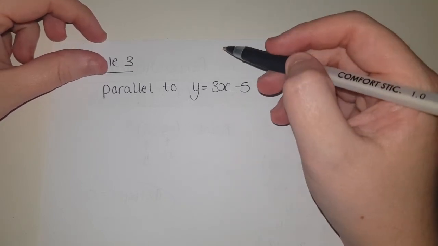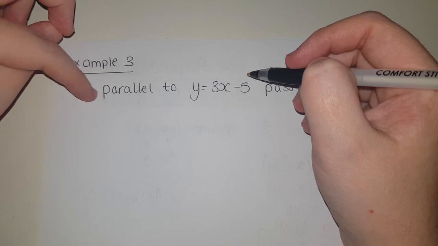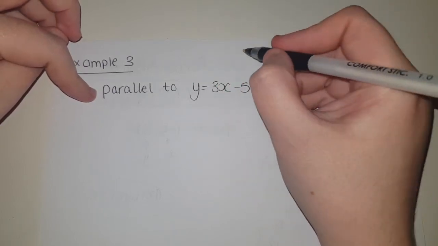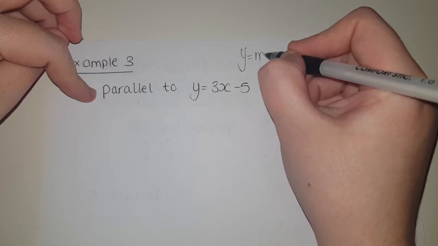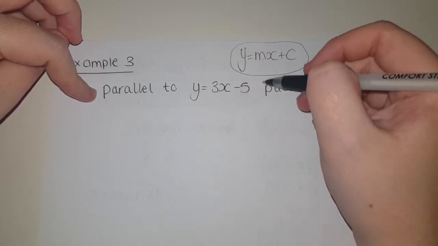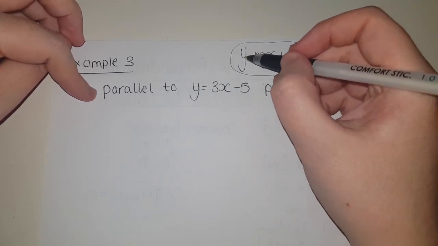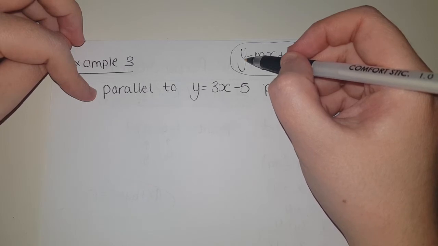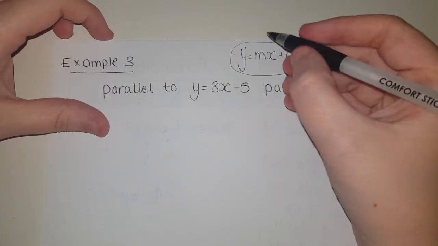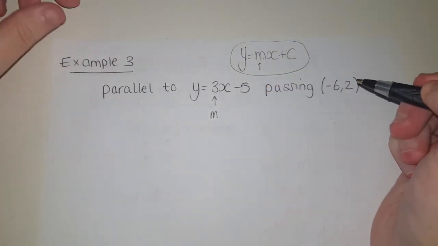So the most important thing to remember first whenever you are doing parallel or perpendicular lines: to identify the gradient of the line that you're given, it must be in the format y equals mx plus c. Now, m can be as complicated as it needs to be. c can be as complicated as it needs to be. But it must be a single y. Okay? If you've got a number in front of y, you need to divide through first. So in this case, m is my gradient, remember? So in this one, my gradient is 3.